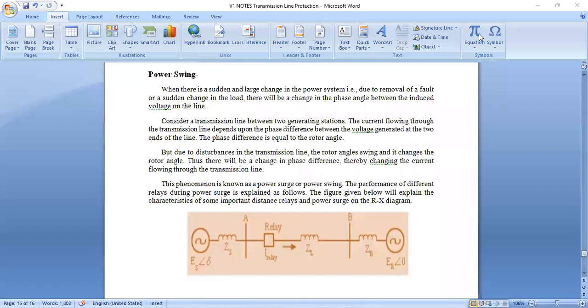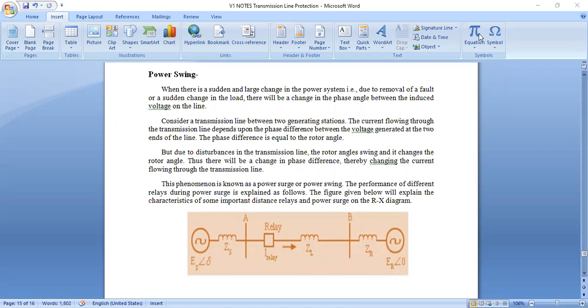Now the next topic is the power swing. The question for this power swing: the effect of power swing on the performance of impedance relay, then mho relay, then reactance relay. So you have to draw it.